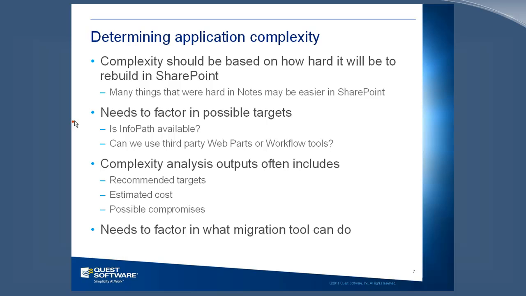You can't do an analysis totally without understanding whether you're going to be able to use InfoPath, or whether you're going to be able to use third-party web parts. We've talked before about how the Quest web parts can be a big game changer in terms of the complexity of migrating a lot of applications. And so if the customer has Quest web parts, or is willing to install Quest web parts in their production environment, then it's going to be simpler to migrate.